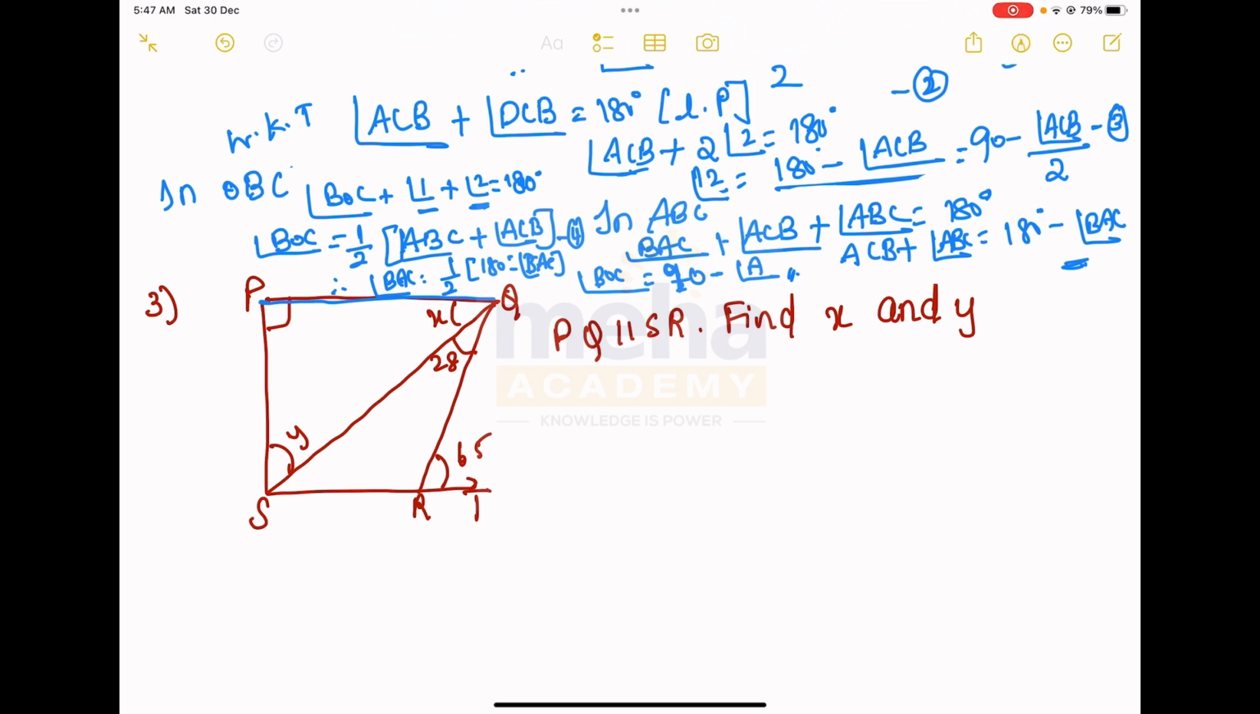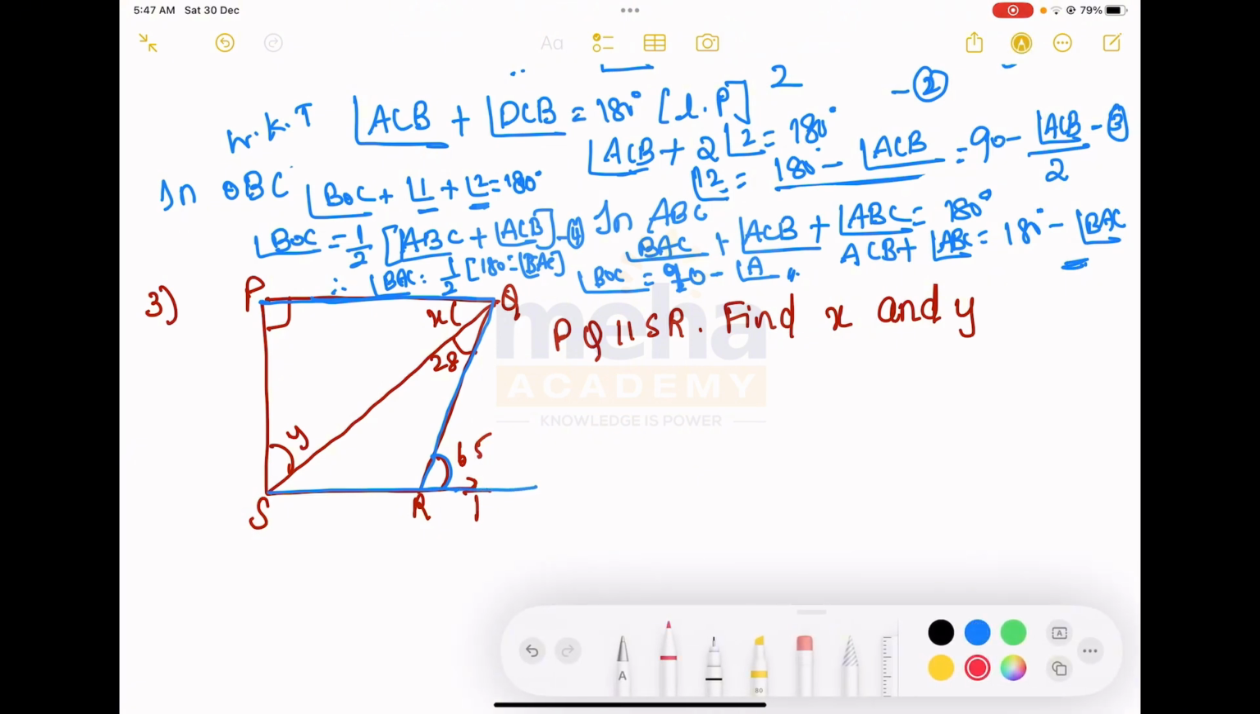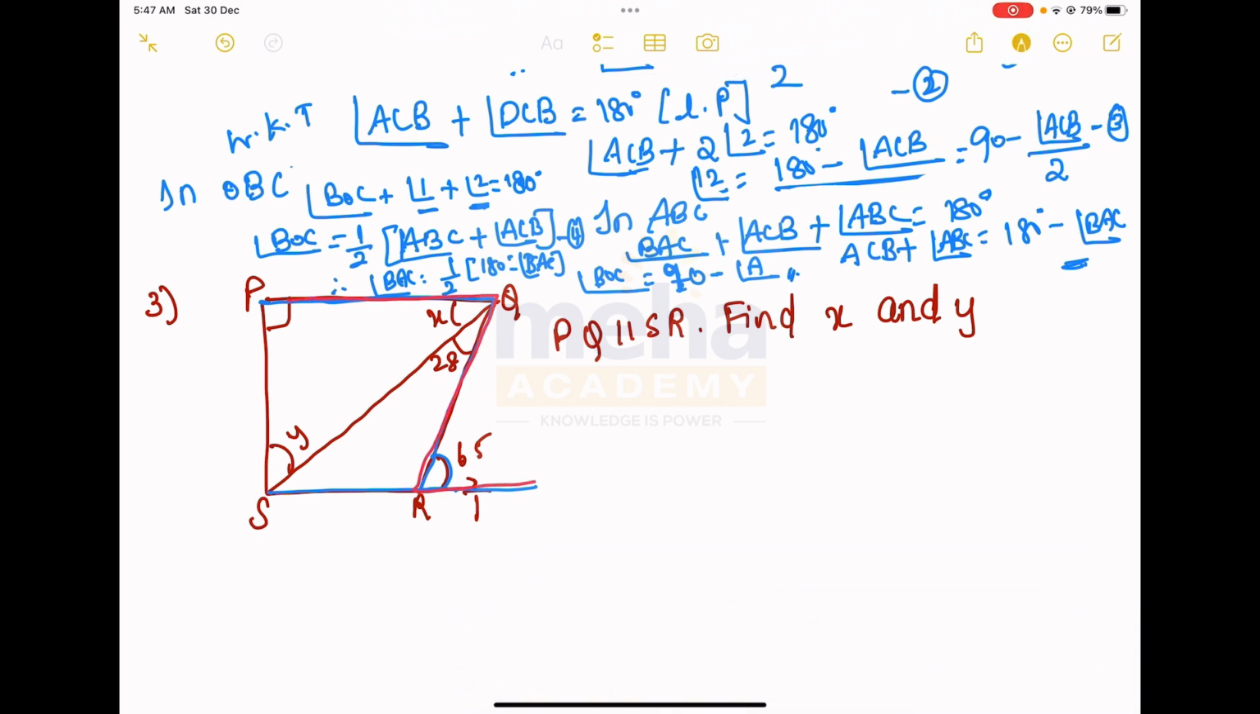So let us move on to the third solution, that is PQ is parallel to SR. So we have to find X and Y. So we know that when two lines are parallel, we'll find the alternate angles. So this angle is 65. So I just go through my previous videos. You can say that the Z shape will give me the alternate angles. It's a clue for the alternate angle. So when I look at this figure, you see this is the Z shape. Then this angle 65 will be equal to this full angle.